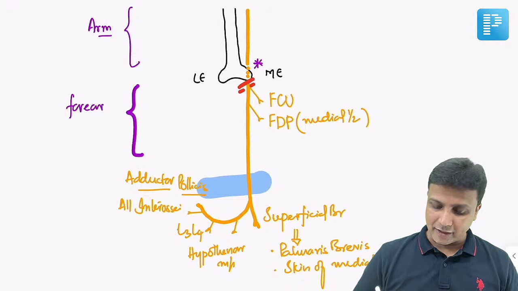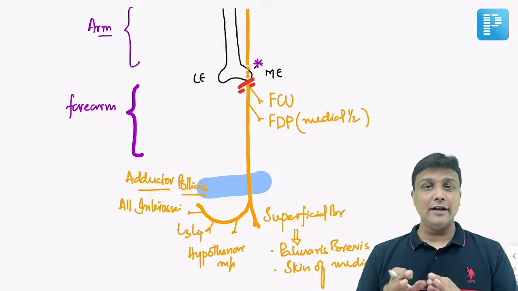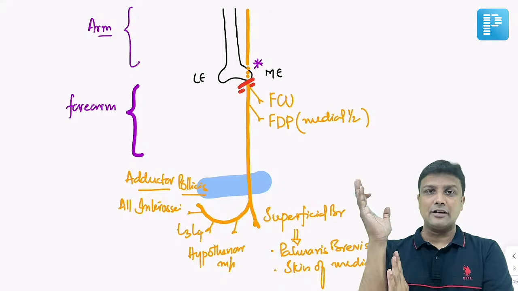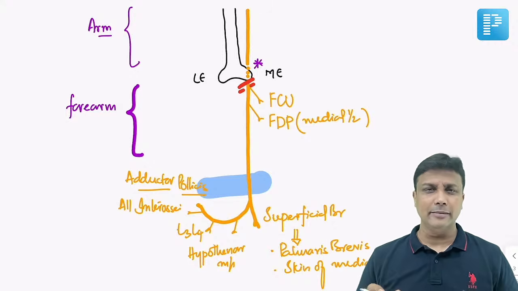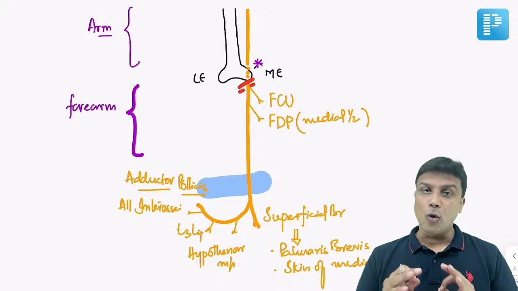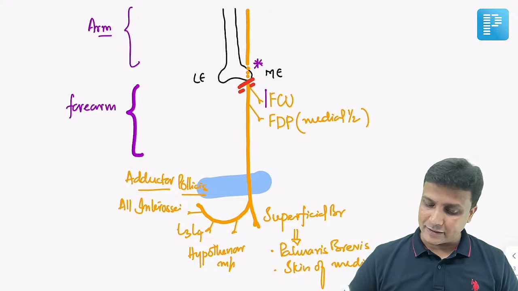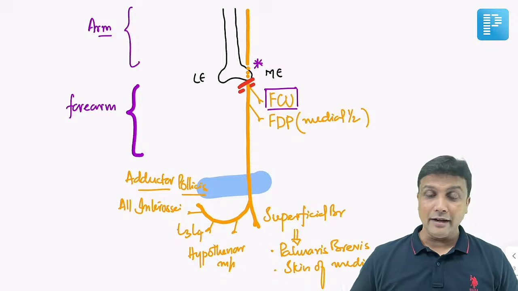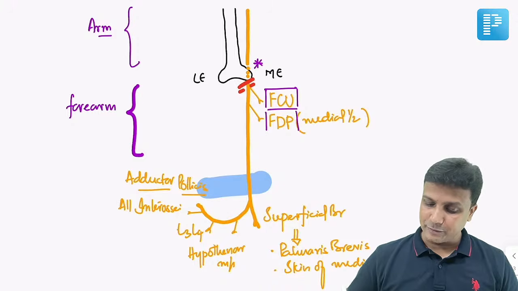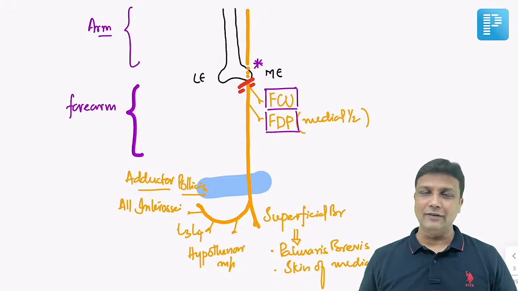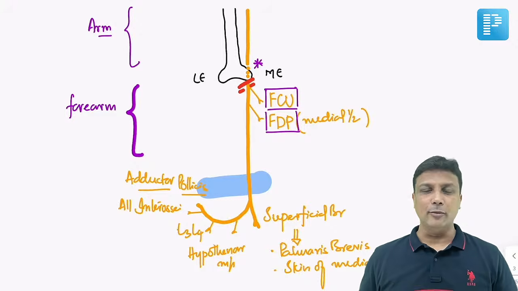medial 1.5 muscles. Of course, ulnar nerve will be supplying to the muscles in the anterior compartment of the forearm, but not all the muscles. It is just supplying to medial 1.5 muscle. The one complete muscle will be flexor carpi ulnaris muscle and half of flexor digitorum profundus muscle, the medial half of the flexor digitorum profundus muscle. That's all about the forearm.